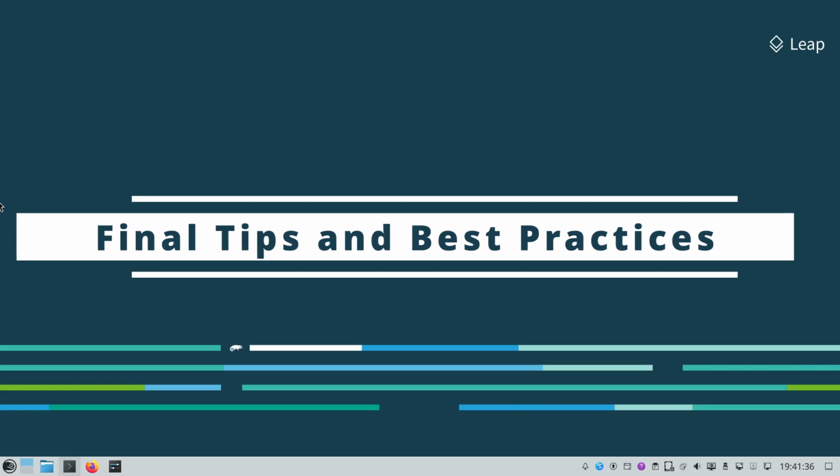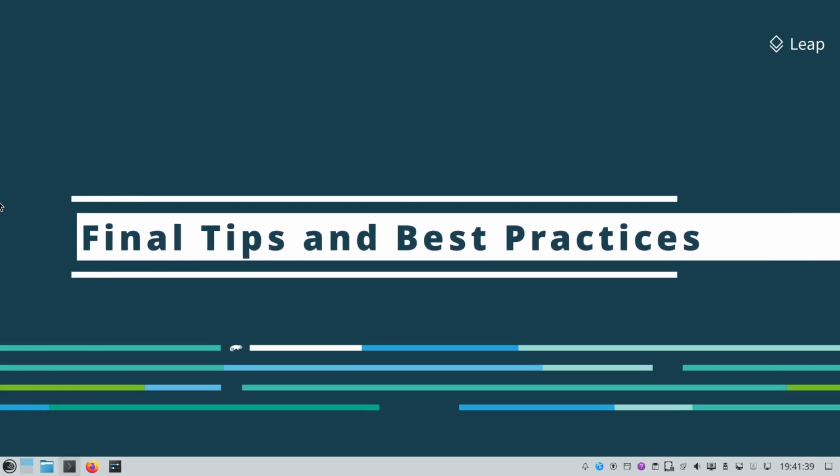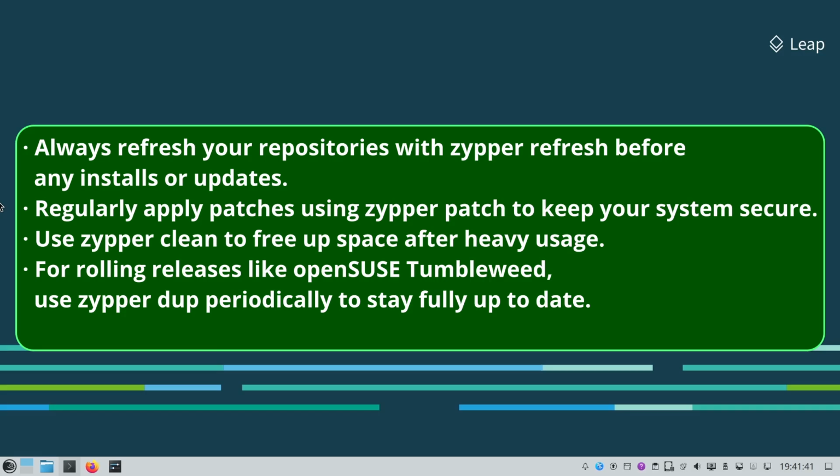Before we wrap up, here are some final tips to get the most out of Zypper. Always refresh your repositories with Zypper refresh before any installs or updates. Regularly apply patches using Zypper patch to keep your system secure. Use Zypper clean to free up space after heavy usage. For rolling releases like openSUSE Tumbleweed, use Zypper distribution upgrade periodically to stay fully up to date.